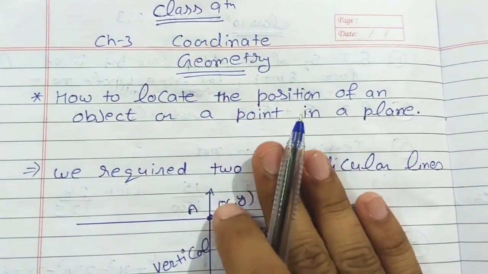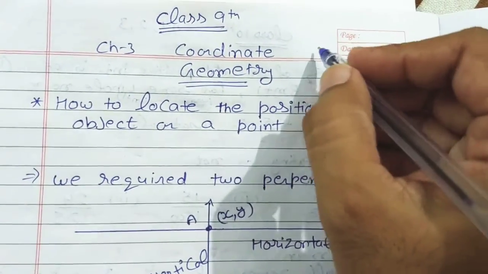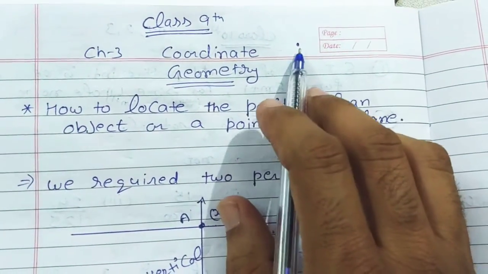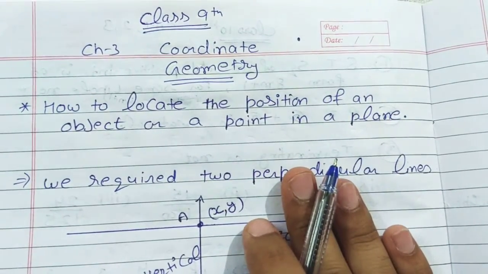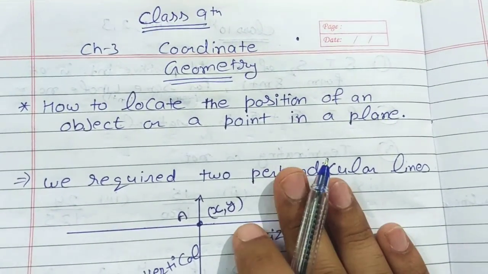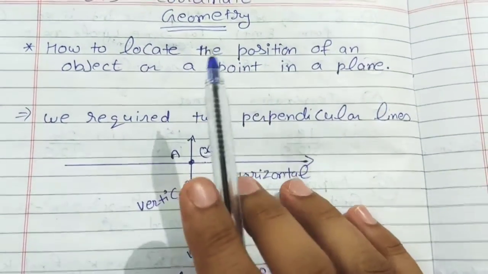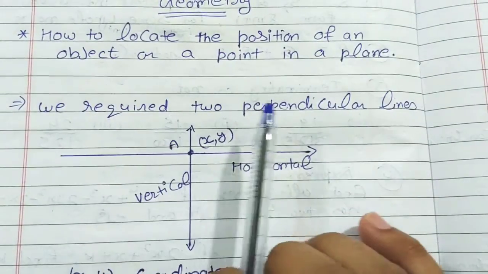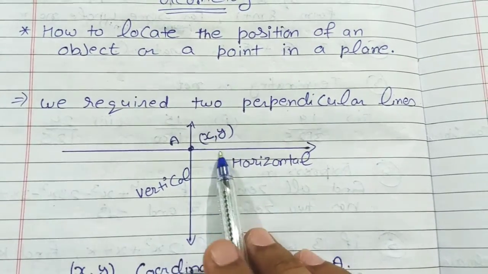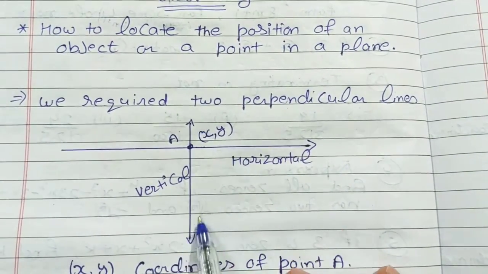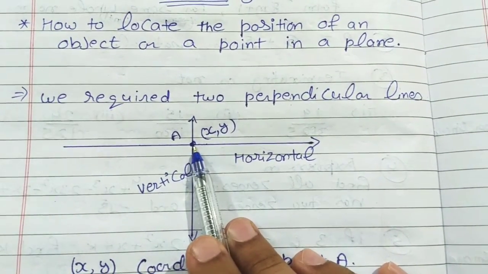Like if I call this page a plane, and if I mark a point here, we have to find the coordinates of this point with respect to this plane. So how can we find it, let's check out. First of all, to use coordinate geometry, we require two perpendicular lines like this. One is a horizontal line and the second one is a vertical line.